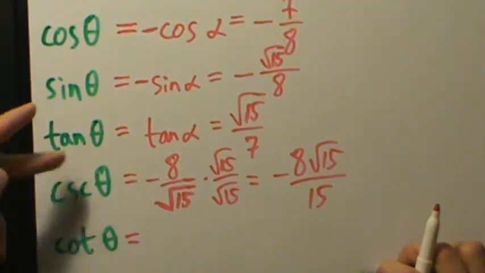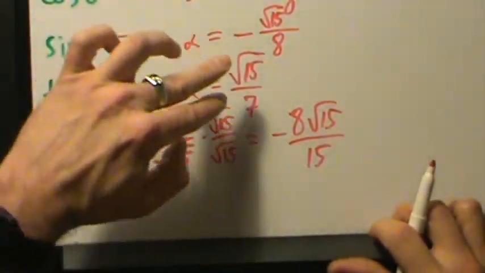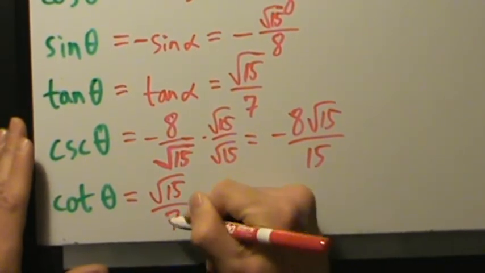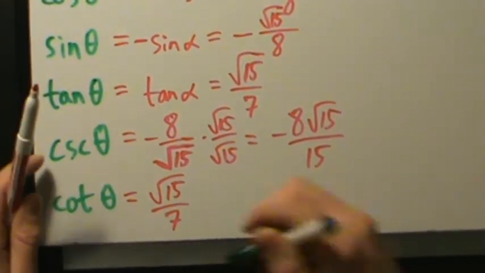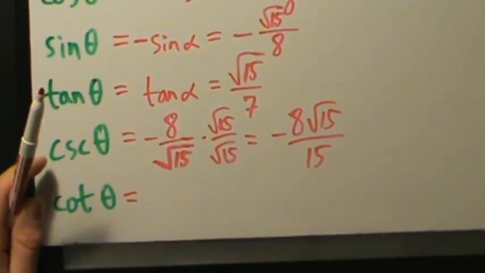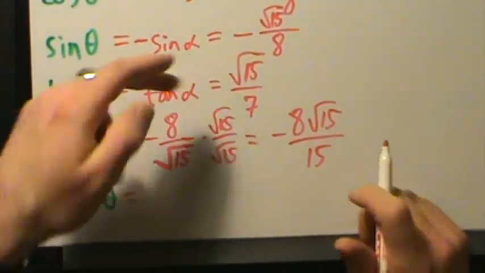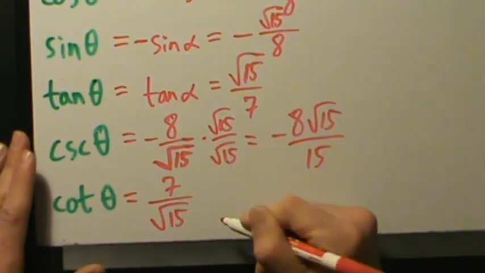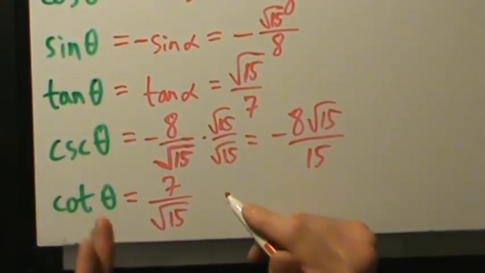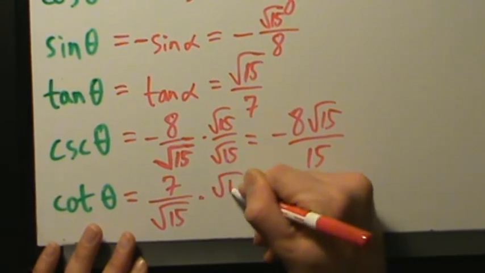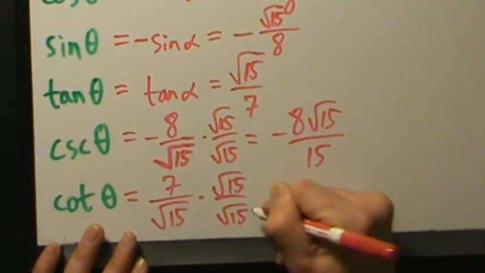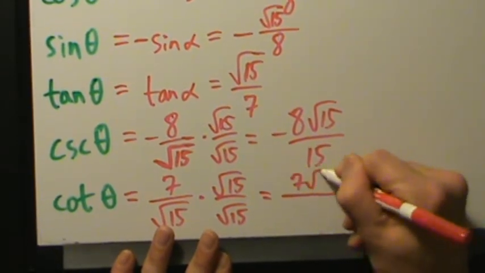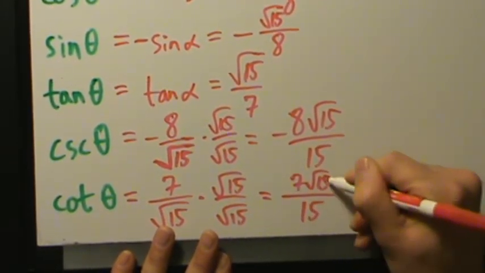Anyway, how about the cotangent? The cotangent is the reciprocal of the tangent. Oh, sorry. That's not what I meant to write. The tangent is root 15 over 7. So the cotangent is the reciprocal of that. So the cotangent is 7 divided by root 15. And again, that's a perfectly acceptable answer if you're one of my students, but if you have to rationalize or if you insist really hard on doing it, then you multiply by root 15 over root 15, and you get 7 root 15 over 15.